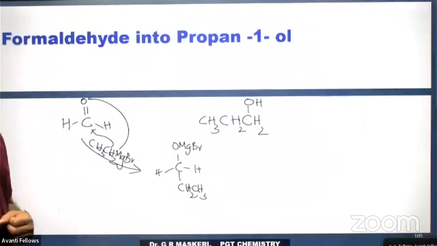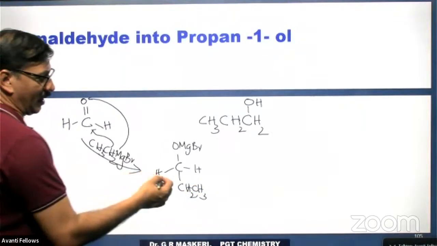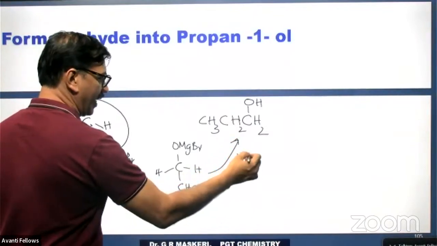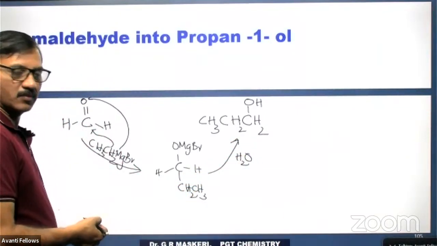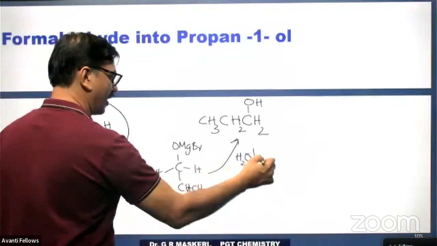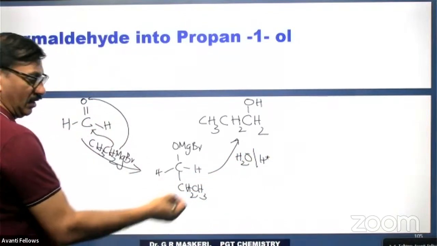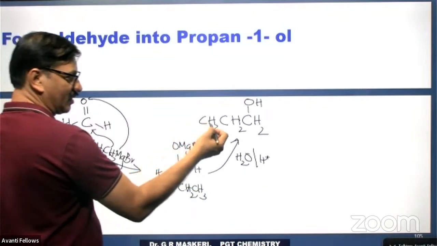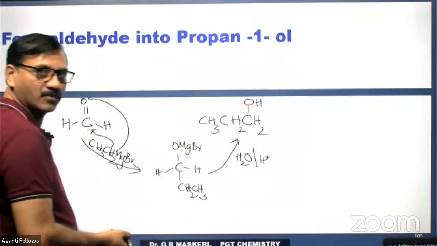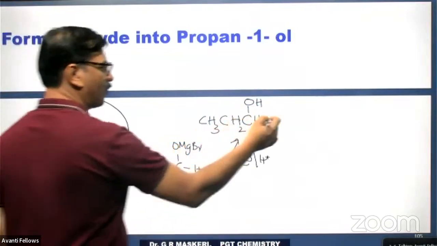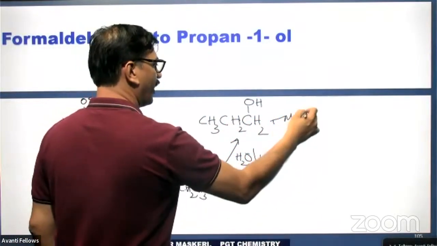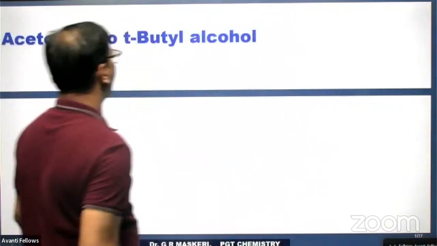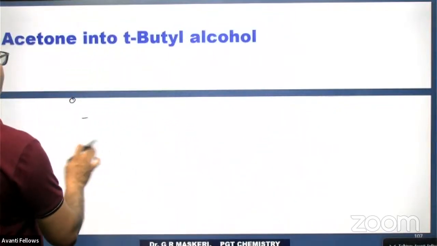When this is added, on hydrolysis it will give alcohol, CH3CH2CH2OH. This is being obtained. Another compound obtained is MgOH-Br, magnesium hydroxy bromide. You need not write about this.